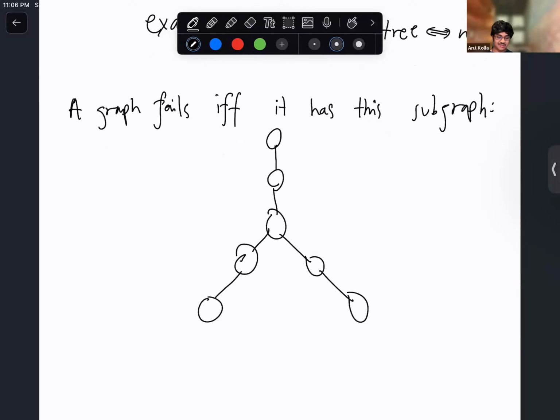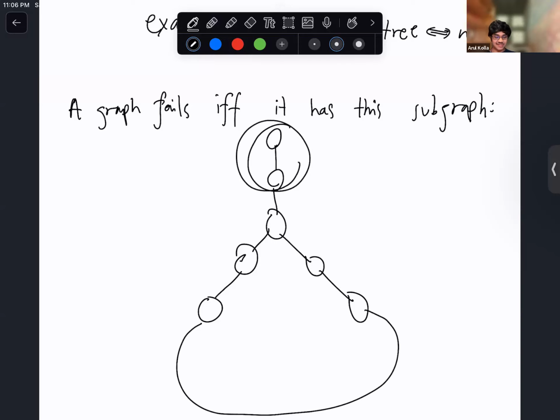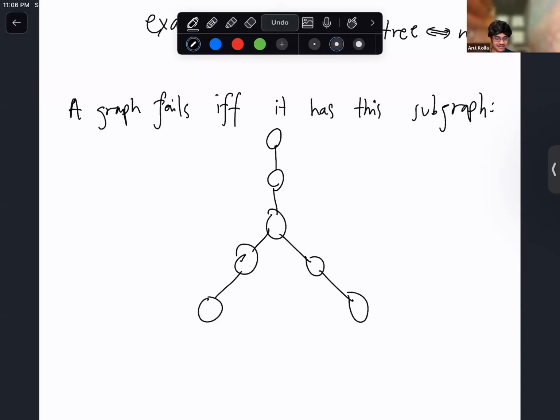The reason this will fail is because any cycle will only connect two of these arms. If I have some cycle connecting these two, the problem is these two nodes are hanging off of it, so there's only one way to get to them. Or if you have a cycle connecting those two, then there's only one way to get from here to here. And if the cycle connects these two, it's not one way. If you have something like this, the same thing happens.